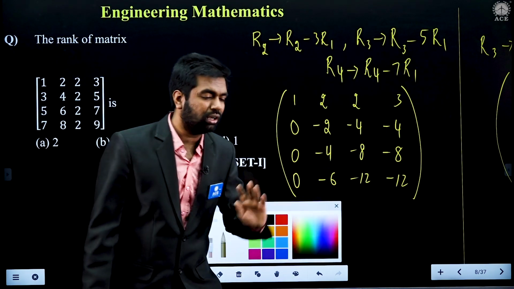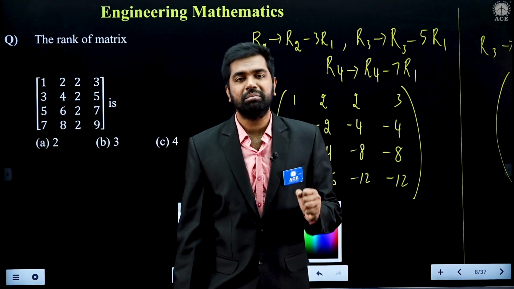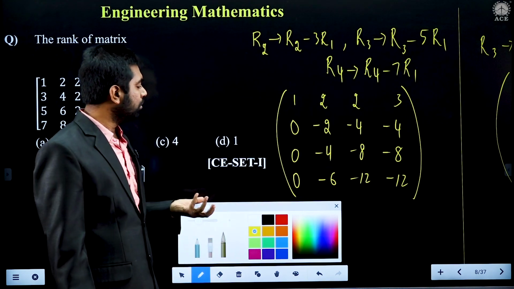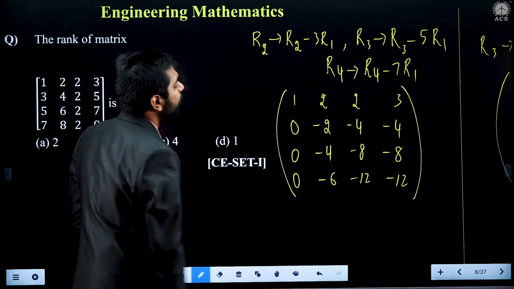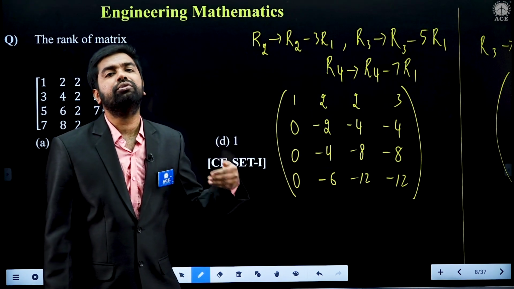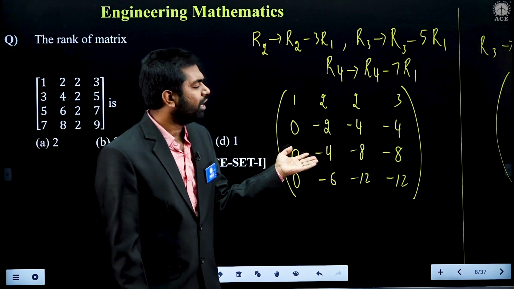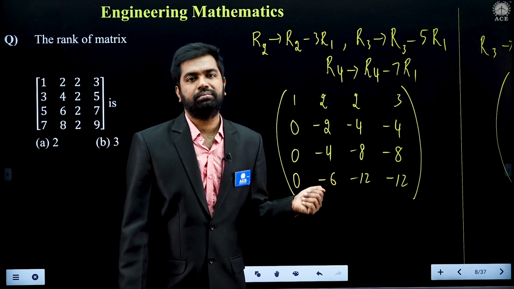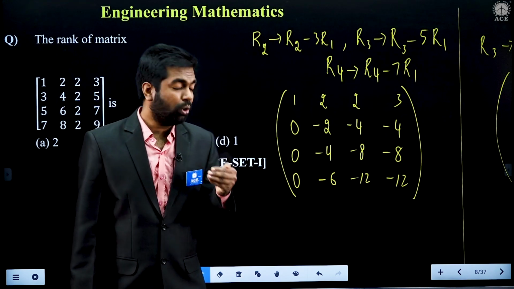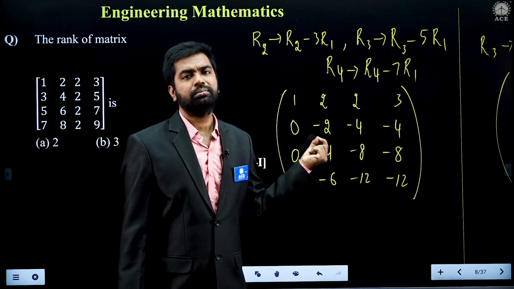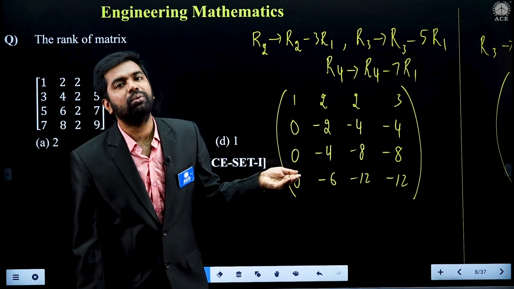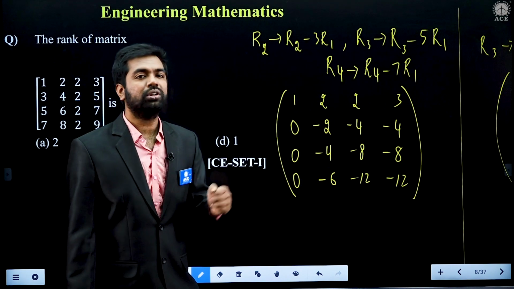GATE exam is not about solving it in detail. GATE exam is about solving the question in an elegant way, right? So what do you mean by that elegant way? Elegant way is something like this. Now I see that row 3 and row 4, right? Row 3 is something like twice row 2. Row 4 is like 3 times row 2. So what I can do is, using row 2, I can completely make the row 3 0. Using row 2, I can completely make row 4 0.